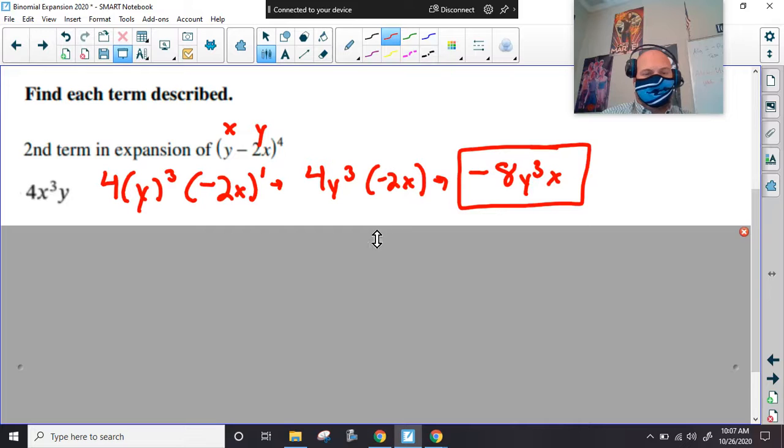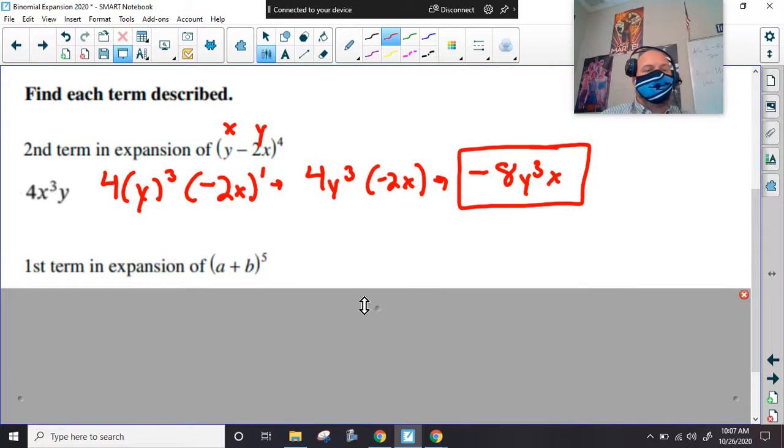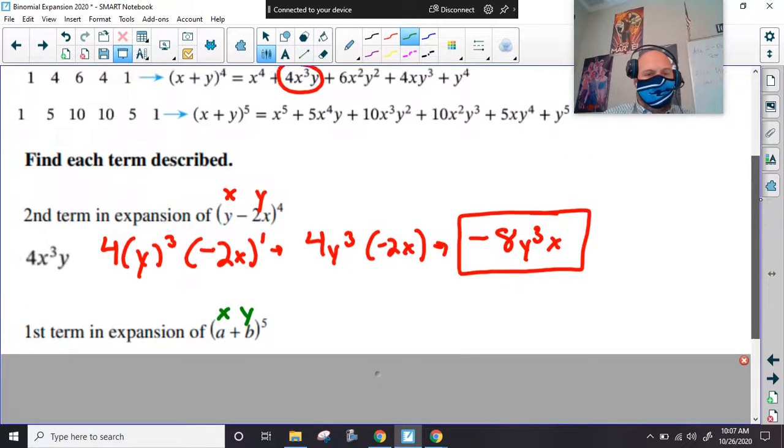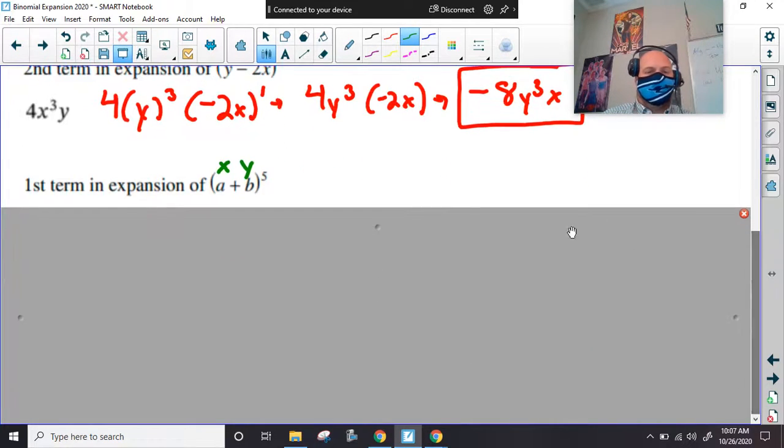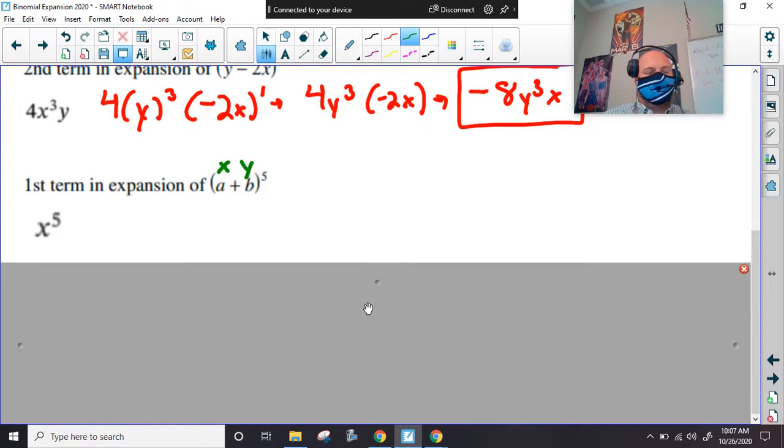So let's look at this next one. The first term in the expansion of a plus b to the fifth. All right, so this is going to be our x, this is our y. The first term in this row is just going to be our first term to the fifth power. Which I'm already going to copy down right here. So this is pretty easy. We just have a to the fifth. Ta-da!